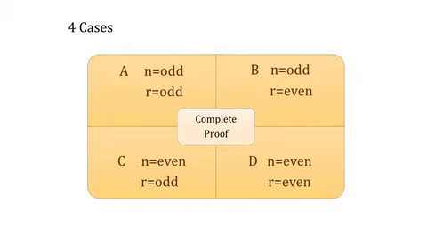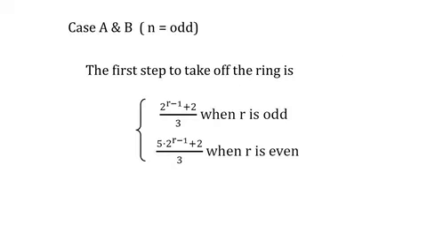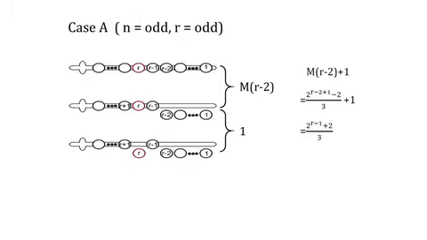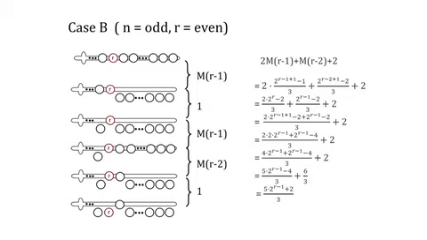Because due to the mechanism of the Chinese ring, odd and even number is different. So we separated into 4 cases. Now we are going to do the case A and case B first, where n is equal to odd. The first step to take off the ring will be like this. And this is the r equal to odd. It is the general case. And it is the r equal to even. It also is the general case.